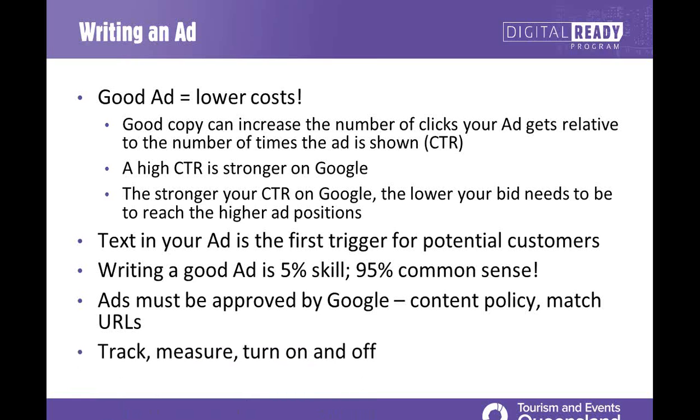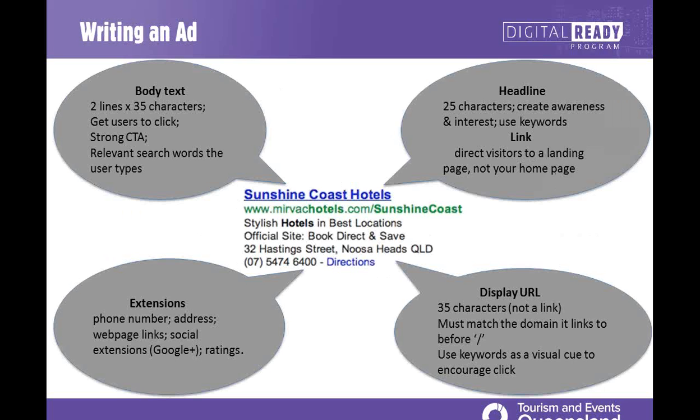And as I've said, writing an ad, you can track it, you can measure it. If an ad is not performing, just turn it off and write a new one and send that live and see how that goes. So let's have a look at a very simple ad. Now there are many different types of ads nowadays, so I'll just start with a very simple one. Here's one that I've just got for Sunshine Coast Hotels, and the search term I typed in was Sunshine Coast Accommodation. And the first thing to notice is the headline.